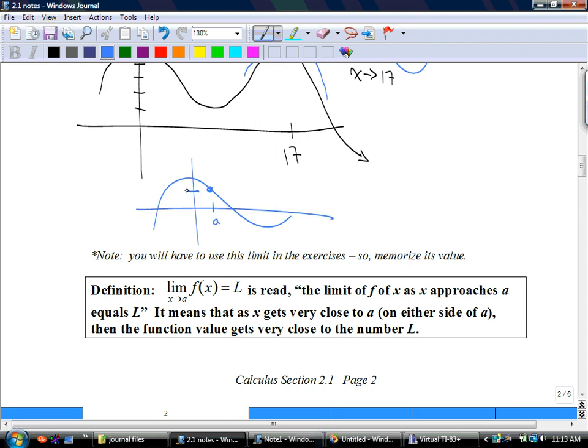As we get really, really close to that value a, our graph gets really, really close to that value of l. Are you really, really clear?